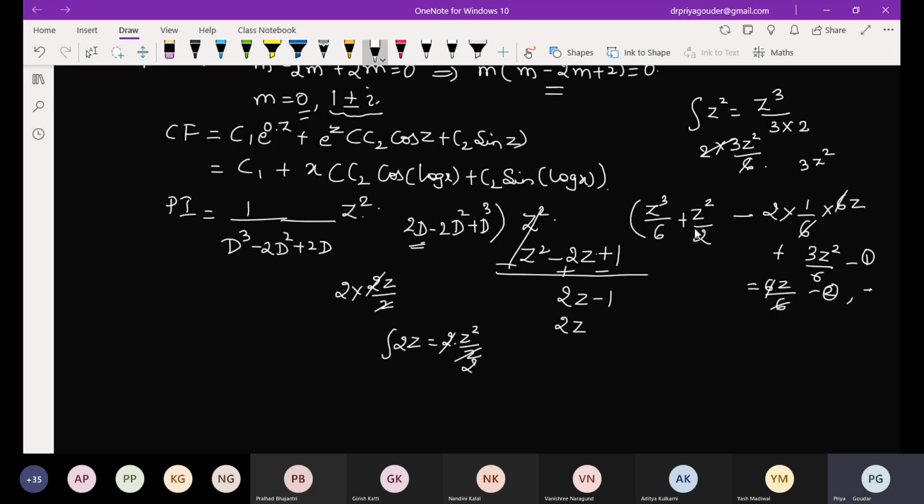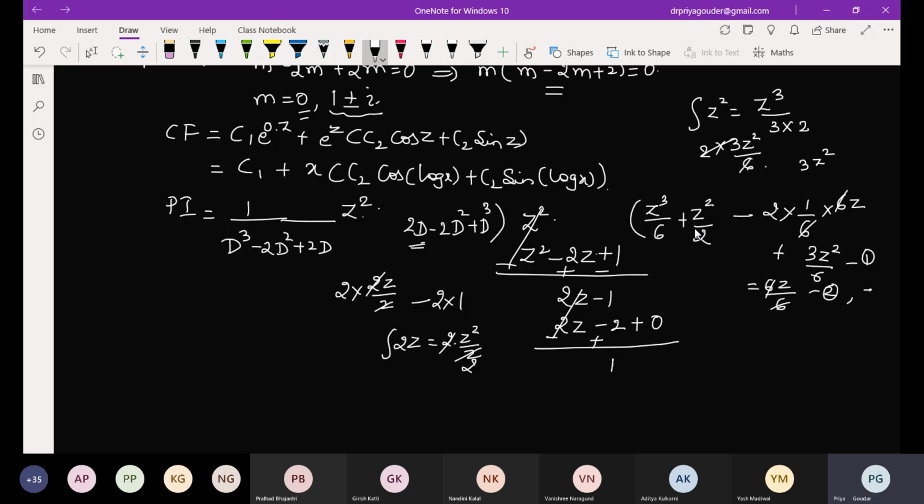Done. Minus 2 into second order derivative of z square by 2. What is the first order derivative? See here, first order is 2z by 2. 2 and 2 cancel, z remains. So the remaining derivative of z is 1. Minus 2. Third order derivative is 0, not to worry. Change the sign again. What is minus 1 plus 2? Plus 1.